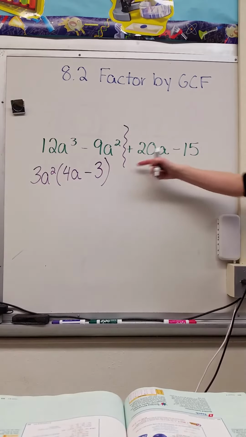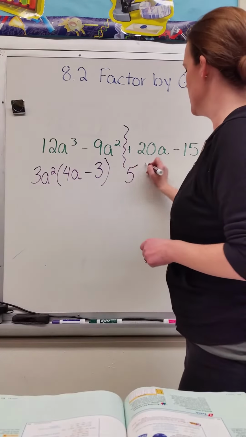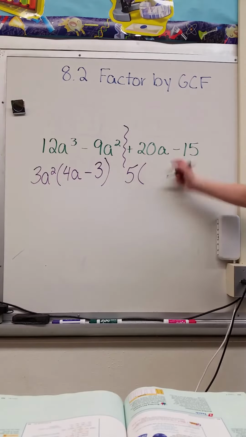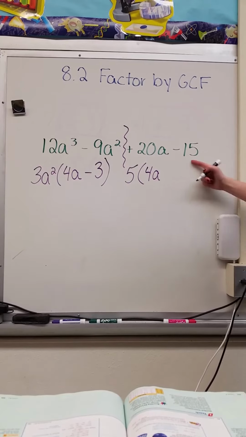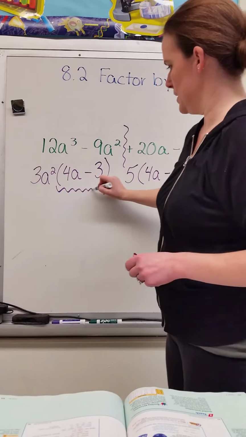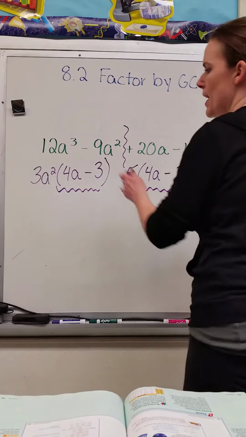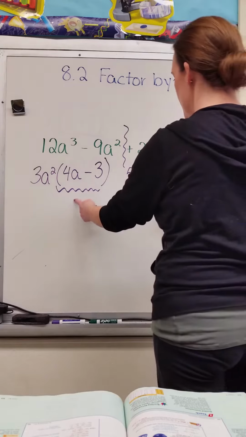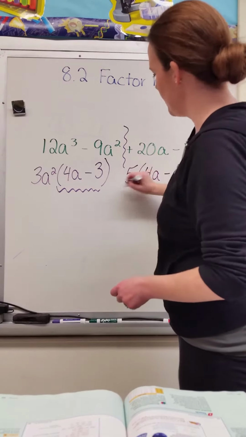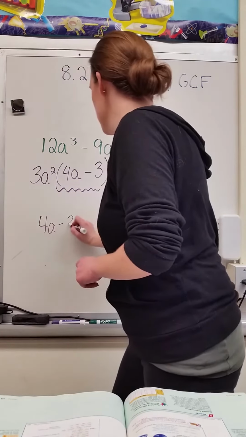Then you do the same thing over here, where you look at just this part. You see that these can be divided by 5. What that leaves me with here is a 4 and an a, and what that leaves me with here is a minus 3. These two pieces match. So now we can go back to what we were doing before, where we can take this whole binomial out. This 5 is a positive 5, so I'm going to write that plus there. And so we have this 4a minus 3.